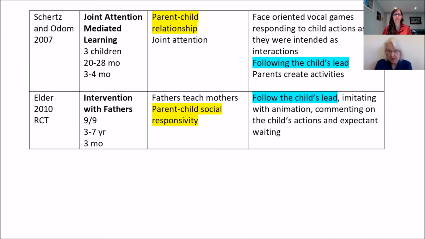Jennifer Elder had a paper about intervention with fathers, saying there's so much about working with mothers, what about if we work with fathers? And then the fathers would teach the mothers, and they did that. And then focusing on parent-child social responsivity. So you're getting the trend here that one after the other, we're focusing on the parent-child relationship, their sensitivity, their ability to respond contingently.